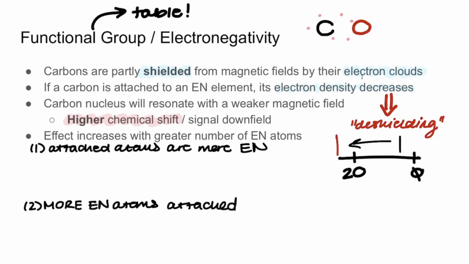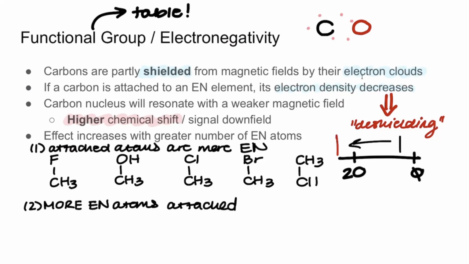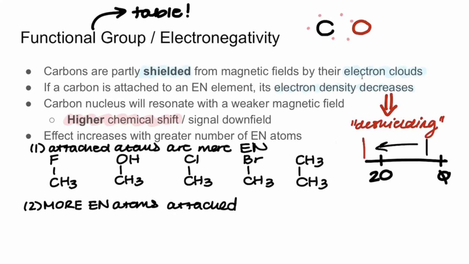So for the first one, attached atoms are more electronegative. Let's say, for example, we had some methyl group. Let's give it a fluorine. Let's do some other halogens. I'm going to do oxygen, chlorine, maybe bromine, why not? And then of course, not a halogen, but let's just do a methyl. Methyl, methyl. I'm gonna move this one over just so I have a little bit more room. So let's go ahead and think about the electronegativity and how that's going to impact what we have here.